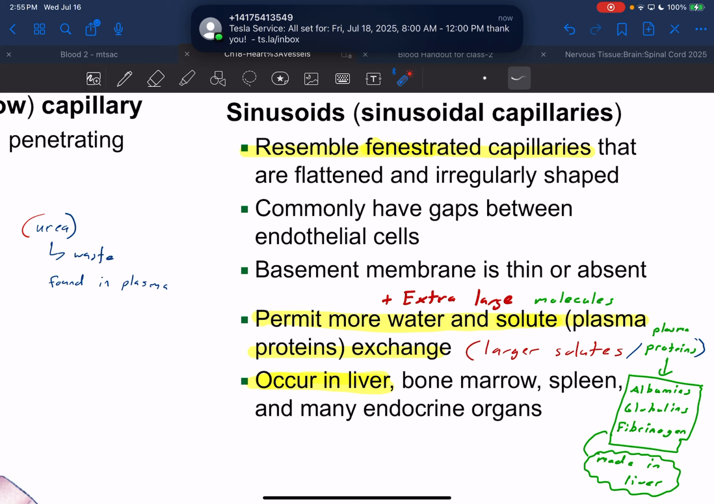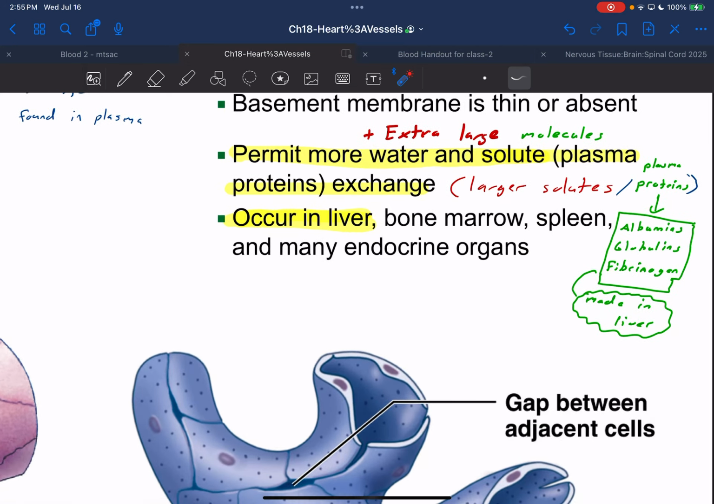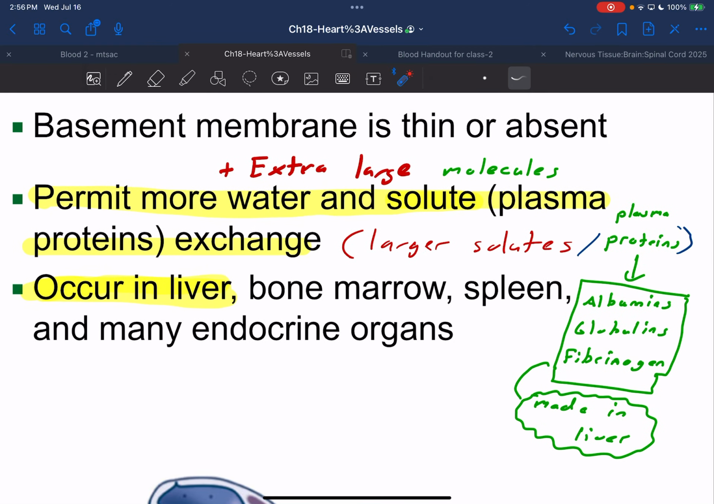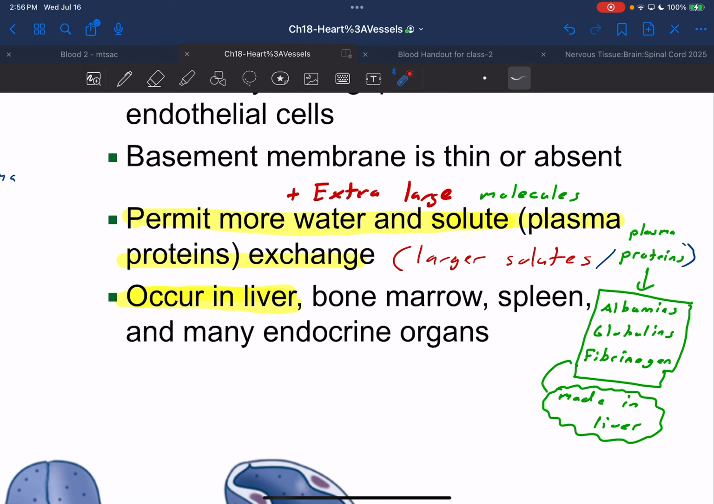And in your liver, don't forget, your liver is where you make plasma proteins, albumins, globulins, fibrinogen. These can be pretty large. And so the sinusoid capillaries are perfect for letting them out when they're built or receiving them to recycle them. You never really know at this level. We're really kind of just keeping things general and simple right now.